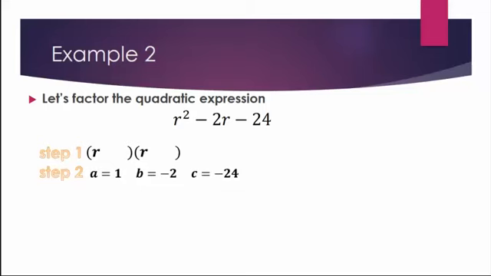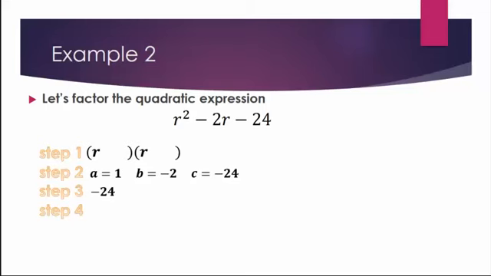Step 3, multiply A times C. So A, which is 1, times C, which is -24, gives me back -24. Step 4, factor the A times C, which is our case. Ignore the negative because right now you'll understand where we get the negative from. So let's just factor 24.